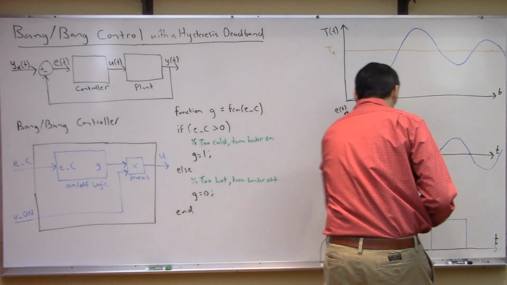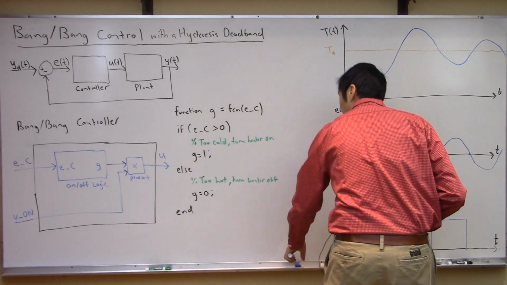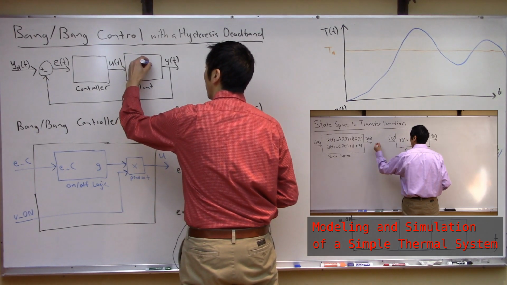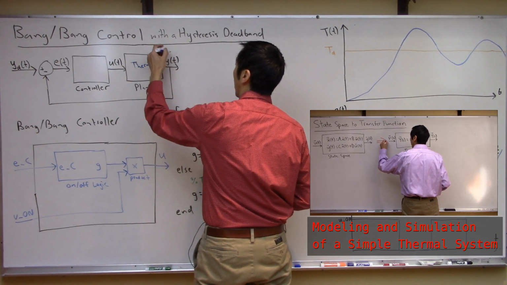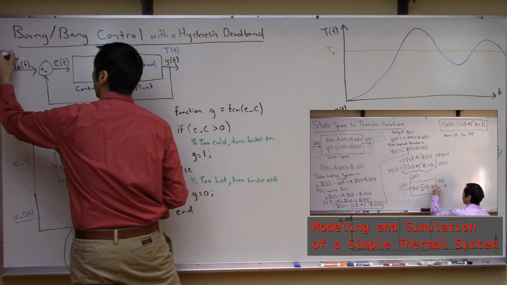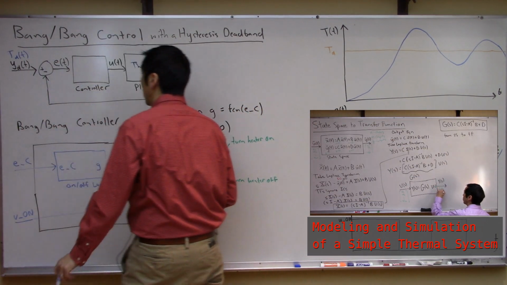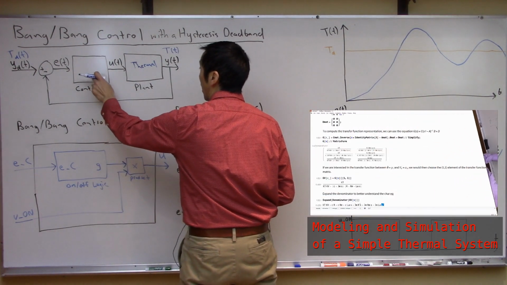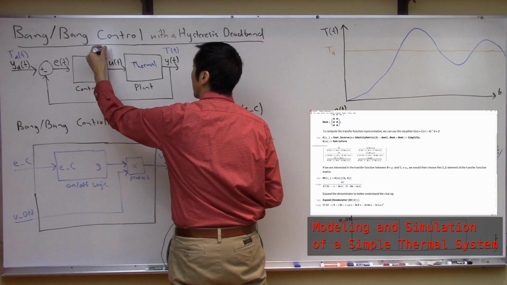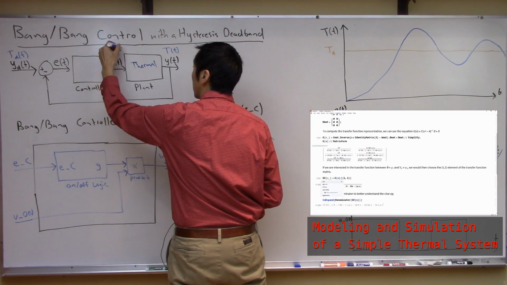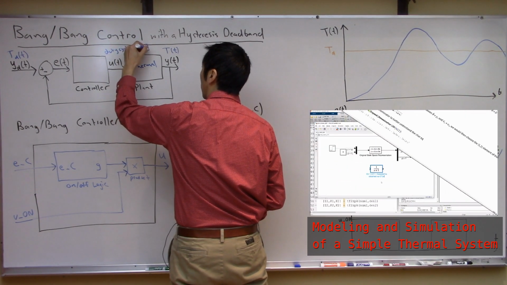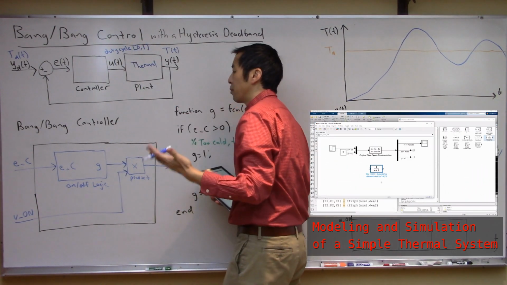The case that we are going to continue investigating is our thermal system, where we have a heater. The actual output is a temperature, and the commanded is some desired temperature that we would like this heating system to achieve. What this bang bang controller, or the bang bang with the hysteresis deadband, is going to do is just vary the duty cycle of the heater between 0 and 1. So 0 meaning off, 1 meaning completely on.